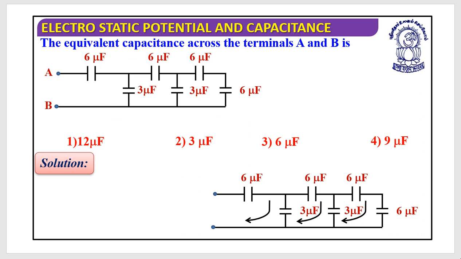Go through the network very carefully and tell me what can be done. What they ask is the equivalent capacitance across the terminals A and B. You need to find out the equivalent capacitance across the terminals A and B. This is my A, this is my B. So what I understand is that the battery must be connected over here, and you need to find out the total capacitance or equivalent capacitance.